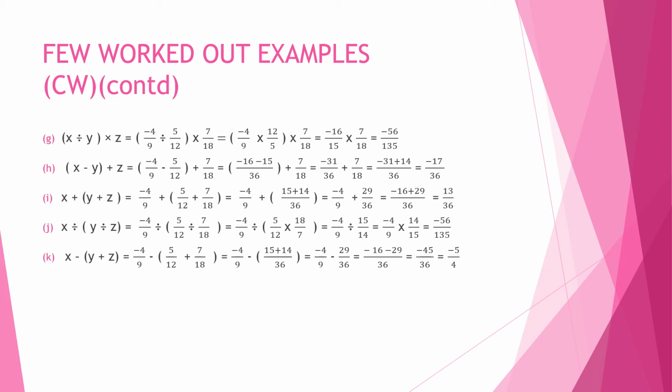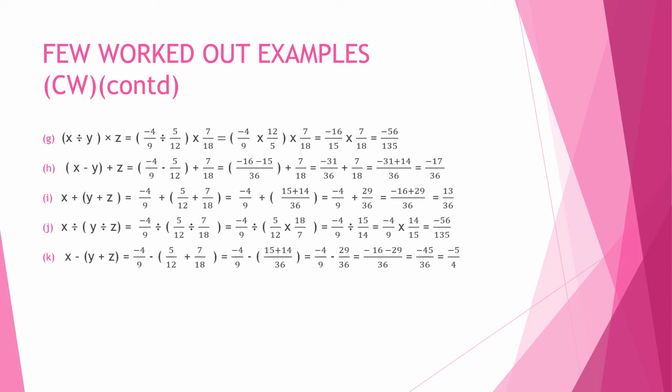Part G, x divided by y multiplied by z. This x divided by y portion is within a bracket, so that has to be done first. Division changes to multiplication, and within the bracket I got minus 16 by 15. That multiplied by 7 by 18 gives us the final answer as minus 56 by 135. Children, I'm again repeating, please do it on your own and then check with these worked out examples.